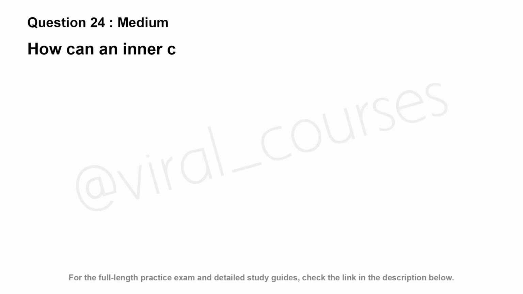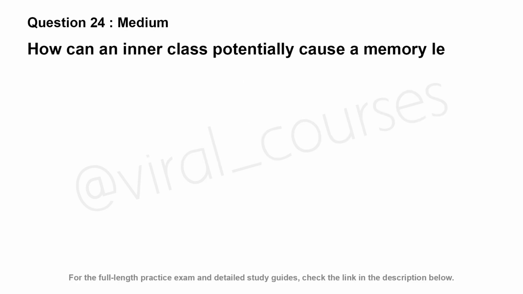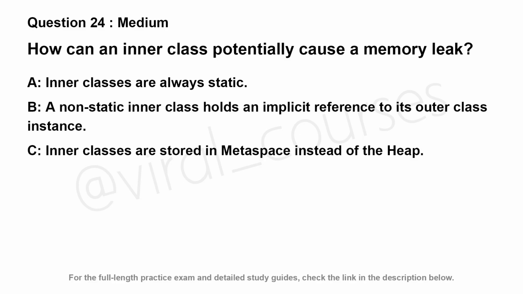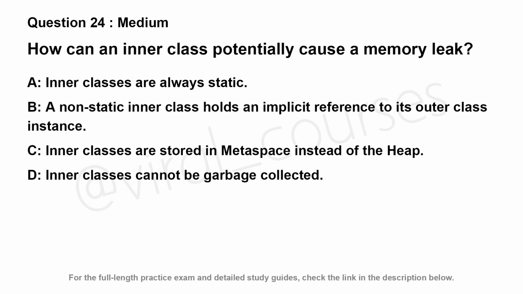How can an inner class potentially cause a memory leak? Option A. Inner classes are always static. Option B. A non-static inner class holds an implicit reference to its outer class instance. Option C. Inner classes are stored in metaspace instead of the heap. Option D. Inner classes cannot be garbage collected.